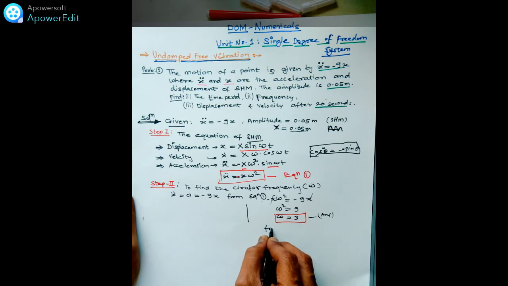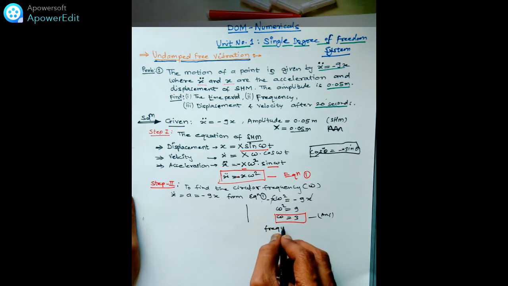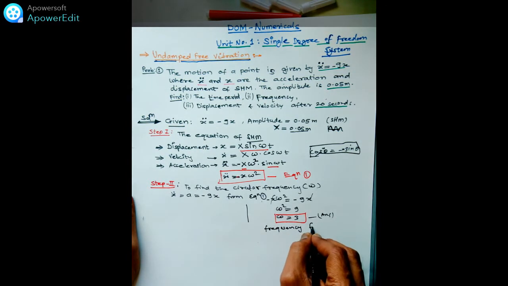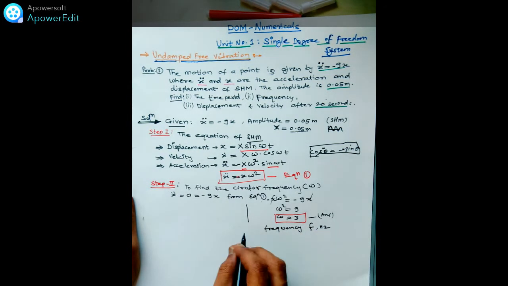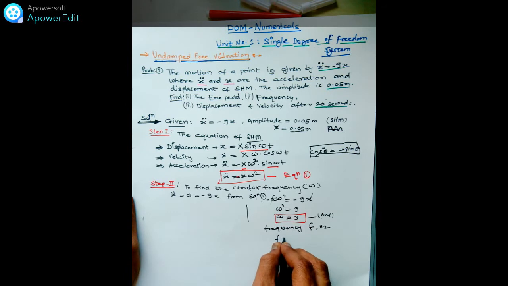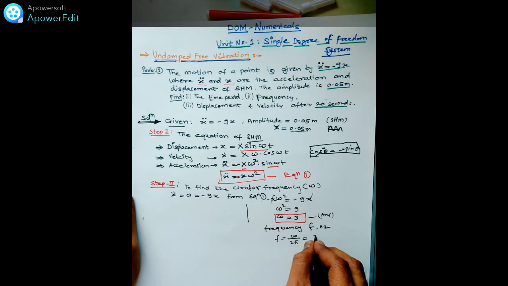To find the frequency, this is the circular frequency. Okay, to find out the frequency f, in hertz, what is the formula? f is equal to omega upon 2 pi. What is omega? 3 divided by 2 pi.